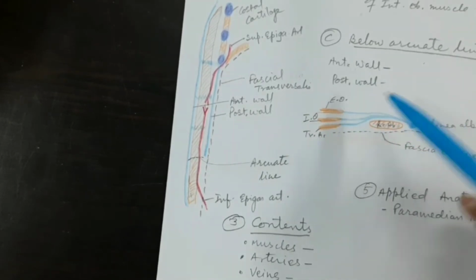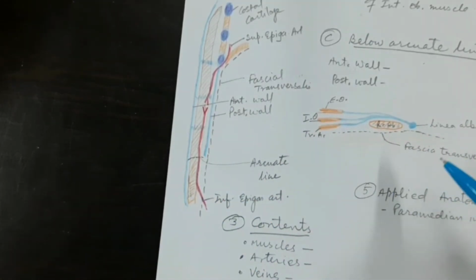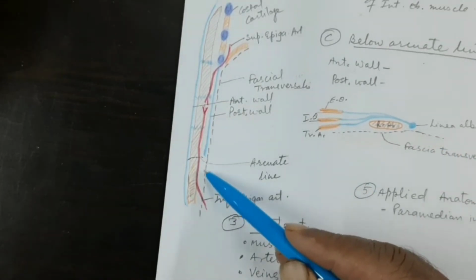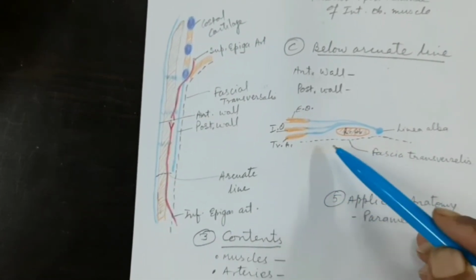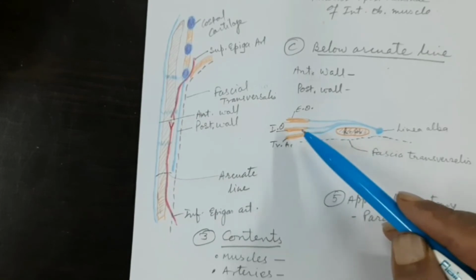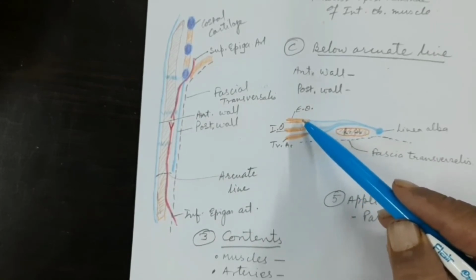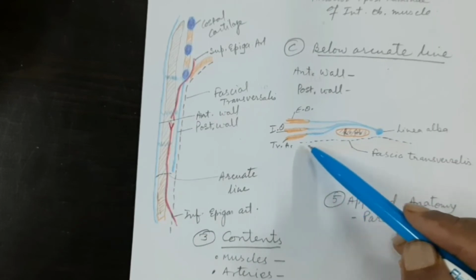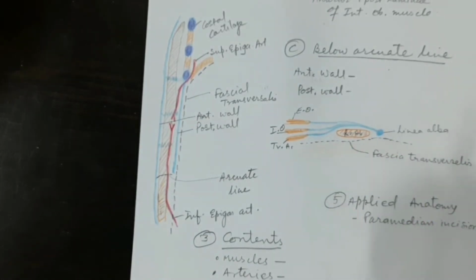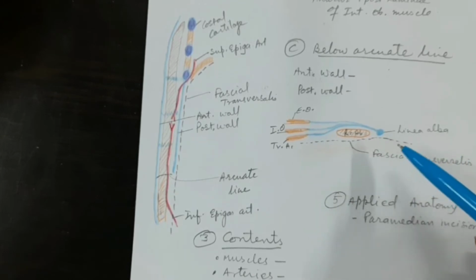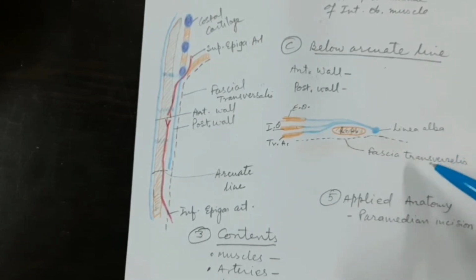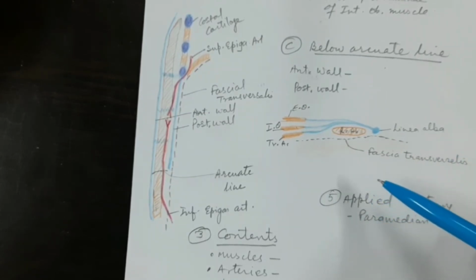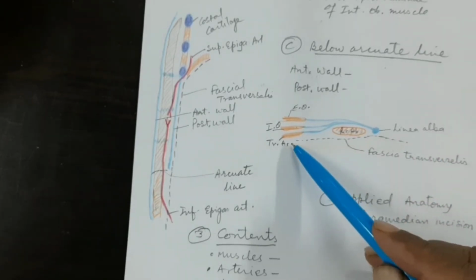So there is only an anterior wall below the arcuate line, and below the arcuate line the posterior wall is formed by the fascia transversalis. Deep to the three anterior abdominal wall muscles, external oblique, internal oblique, and transversus, is a fascia called fascia transversalis. Because it is deep to the transversus abdominis, that's why it is called fascia transversalis, because intimately it is the inside covering of the transversus abdominis muscle. So this is the transversus abdominis.